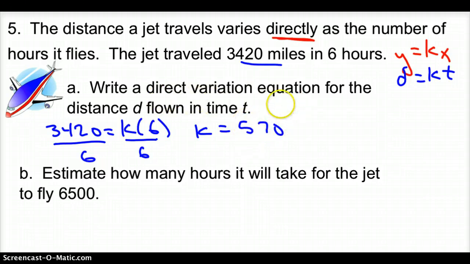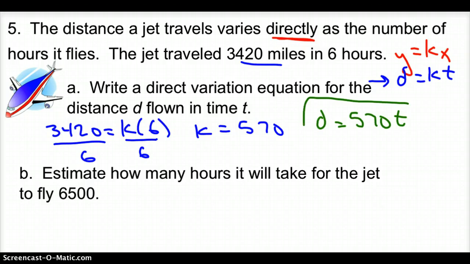Now it says, we didn't solve anything. It asks, write a direct variation equation for the distance flown. Well, I found my k, which is a great start. So now you have to plug this k into that equation. So now it's d equals 570 t. So this is your equation. You found k to plug back into your big equation.